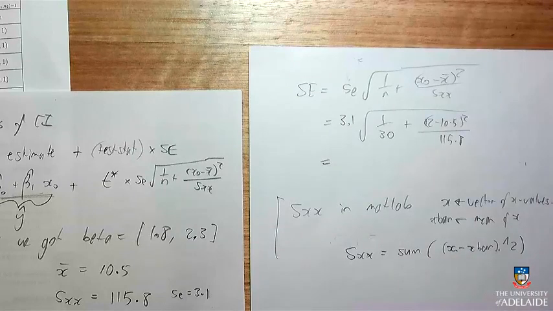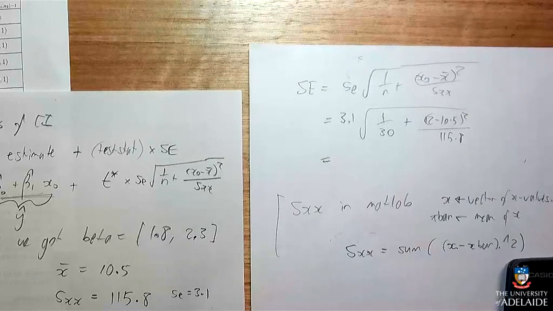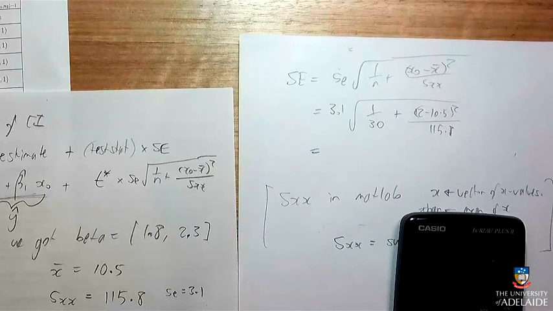I don't know if your exam's going to need that, but what it may give you, it hasn't been unknown in the past, is some MATLAB code and its results. So you need to be able to look in there to see which bit is calculating the SXX. Okay, and so this comes out to a number, whatever that is, 3.1 times the square root of 1 on 30 plus 12 minus 10.5 squared.